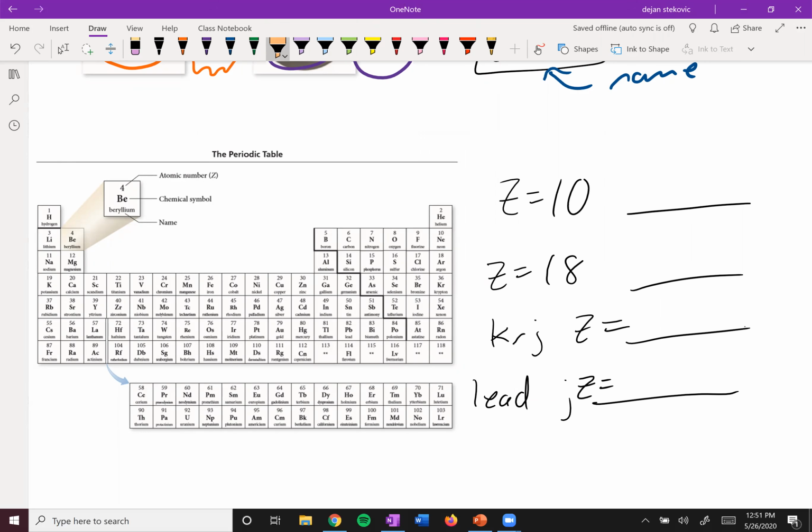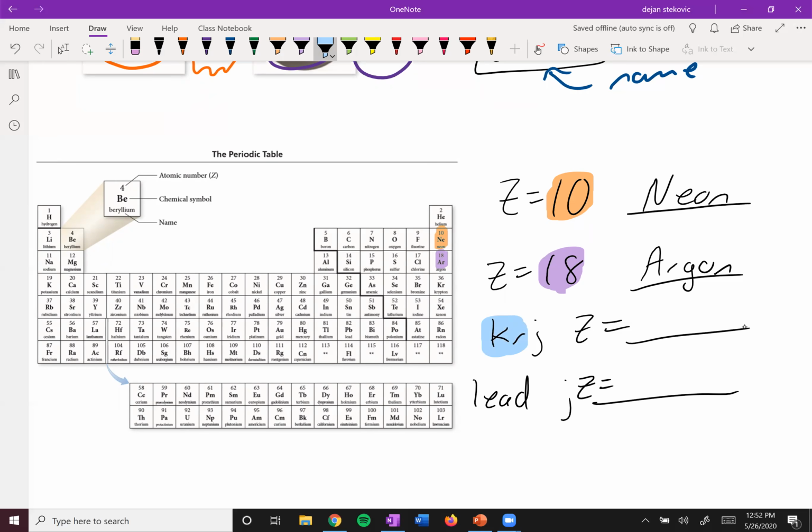All right, so hopefully you paused the video. Let's check out the answers. If we have a Z equal to 10, that means we have 10 protons. And so we look over here, find 10, and we see that it's Ne, and that's neon. So if you have Z equals 10, 10 protons, you're a neon atom. Next up, we have Z equals 18. We find 18 over here, and we see that's Ar, or argon. So if you have 18 protons, you're an argon.